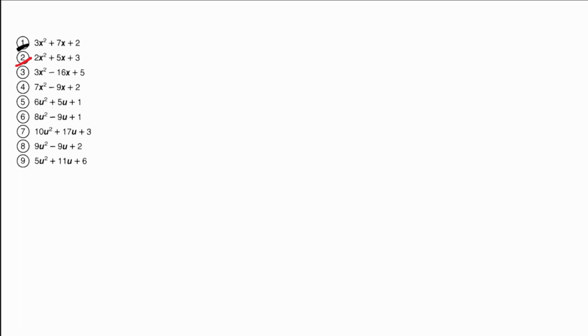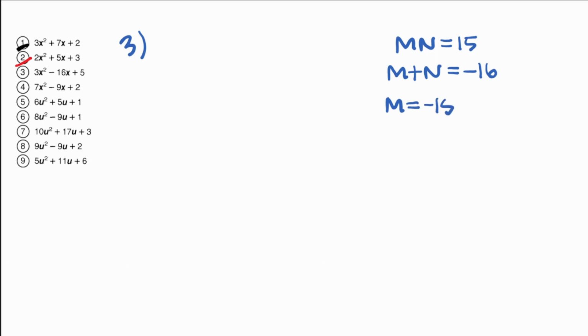Number 3 is 3x squared minus 16x plus 5. So I'm looking for two numbers that multiply together to equal 3 times 5 is 15, and that would add together to equal negative 16. So I'm thinking negative 15 and negative 1. So I'm going to split up that negative 16x into negative 15x and negative 1x. But I don't think I need to write in the 1. And then I'll be adding a 5.